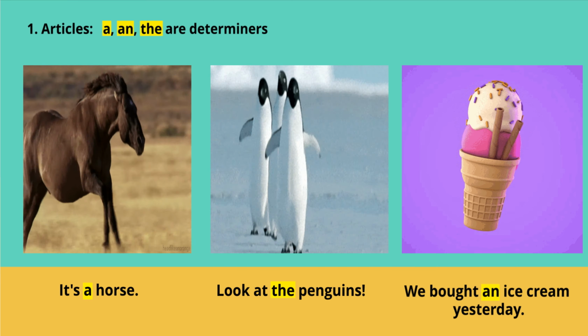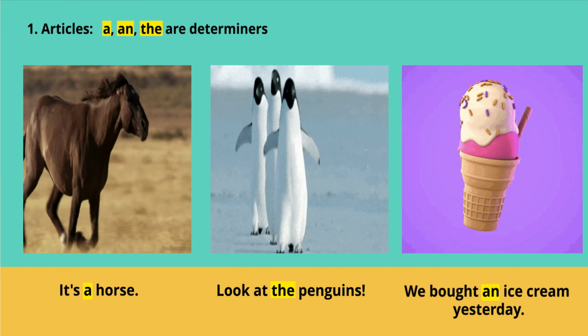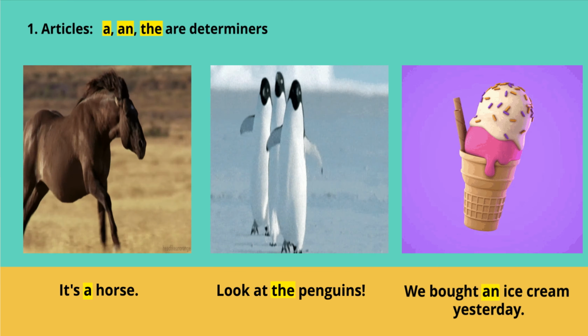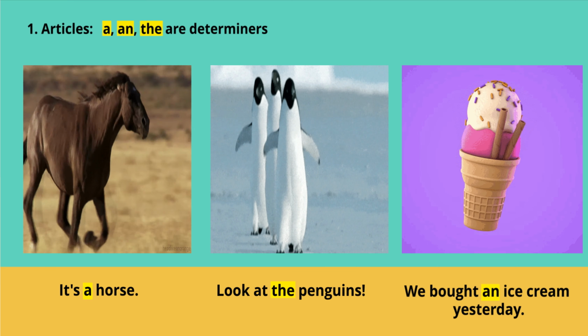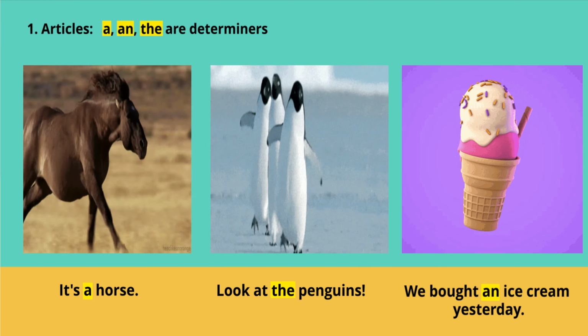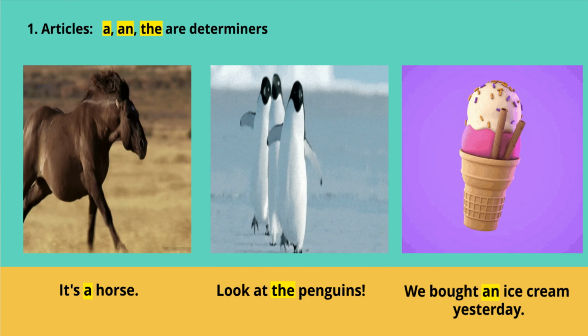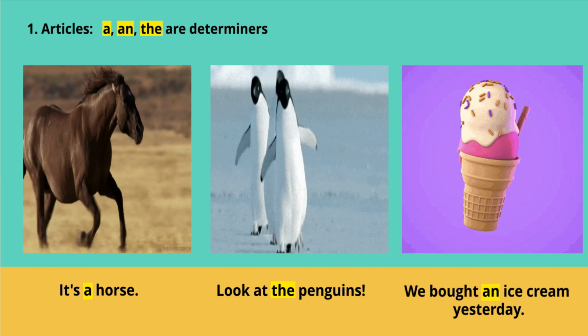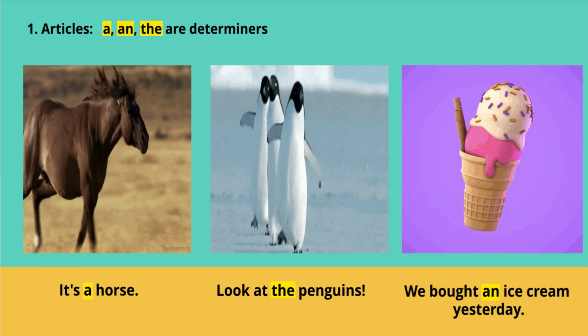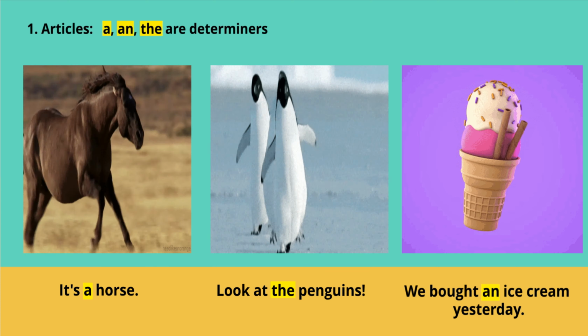In the third visual, what do you see? You see an ice cream, right? We bought an ice cream yesterday. Why did we use an here? Because the word ice cream starts with a vowel sound. So an here would be the article determiner.